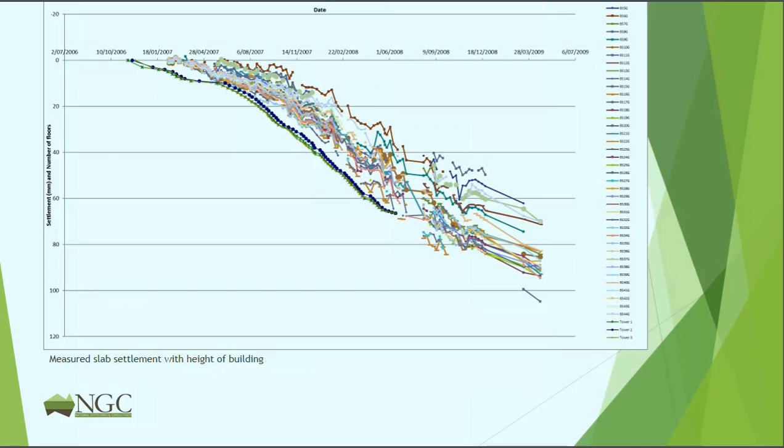This is the result of all of the settlement points. The bold lines here, green and blue, that's the height of the building in floors. So we can see that the settlement of the building really followed pretty much the application of load. This is where it was topped out. This would be additional settlement during fit out and so on as the building increased in its dead load.